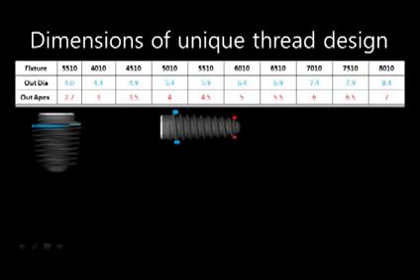It says dimension of unique thread design. Now, the 3.5 implant is the only one at the very top of the thread here, as you can see, this blue line. The 3.5 is the only one that is 0.5mm bigger than the written width, but only on this thread right here. Now, why is that?